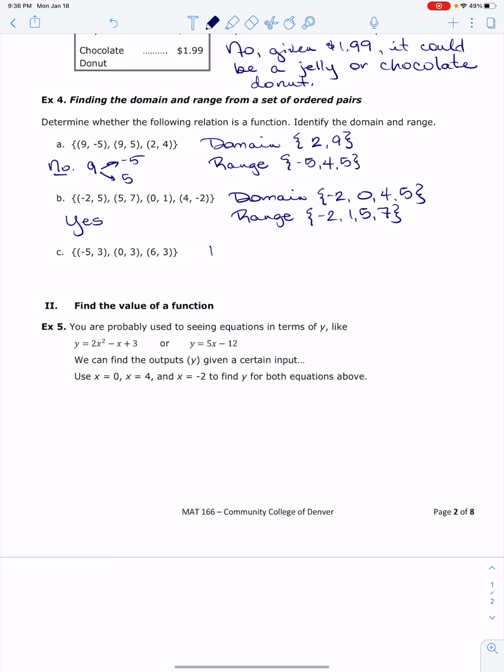And let's take a look at C. Here's my domain. All possible x's, I've got to numerically. I'll put them in order there. -5, 0, and 6. My range, each of these goes to 3. So my range is just 3. Is this a function? Yeah. If I give you a specific x, you will tell me that y is 3. That's the only y that goes with each of those x's.